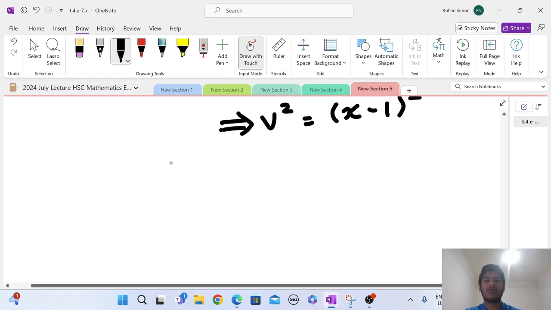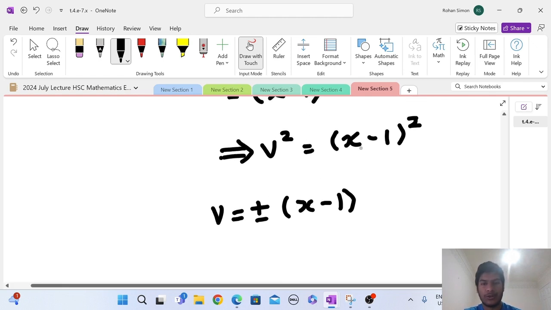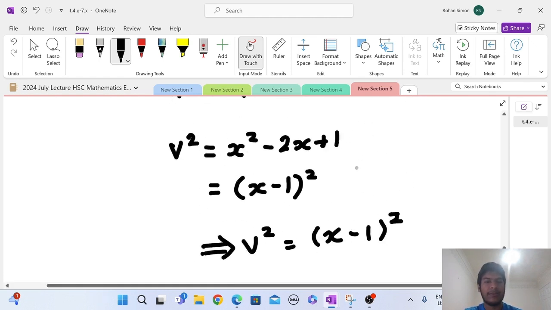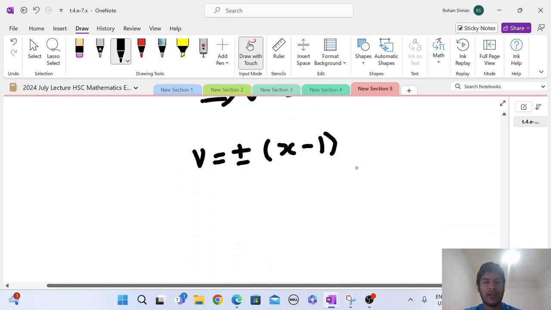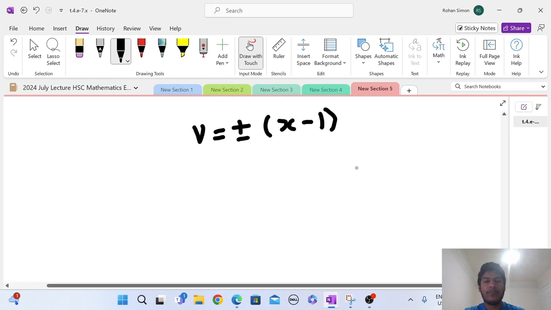Now we can go ahead and square root both sides, and if we square root both sides, we get v equals plus or minus x minus 1. Now we do definitely need the plus or minus there because we're taking the square root, and this quantity can either be positive or negative, right? When we square root it, it can take positive or negative form.